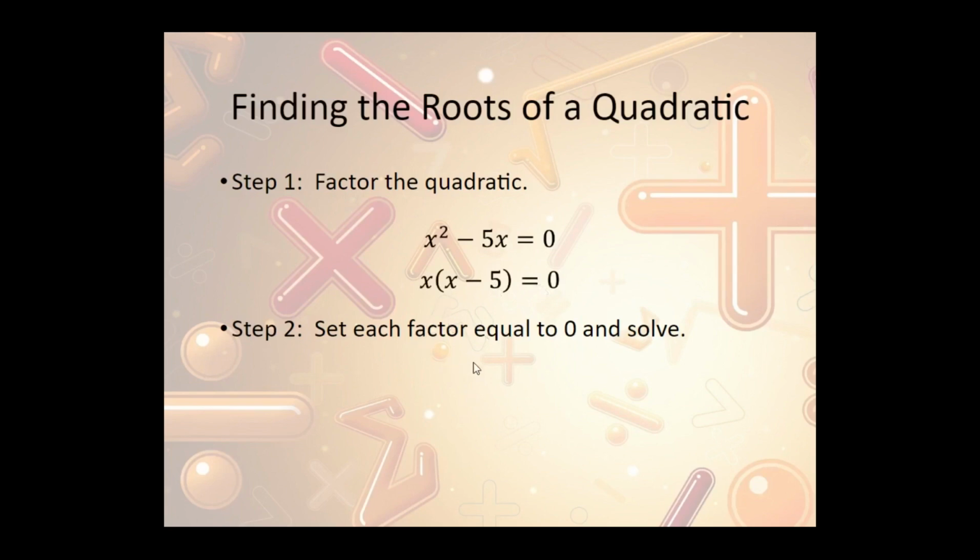Now we set each of those parts equal to 0, and that includes the x. So x can equal 0, and x minus 5 can equal 0. Well, x equals 0 just stays as is. So that's one of the roots. For the second one, we add 5 to both sides, and we get x is equal to 5. So x equals 0 and x equals 5 are the roots for this quadratic.